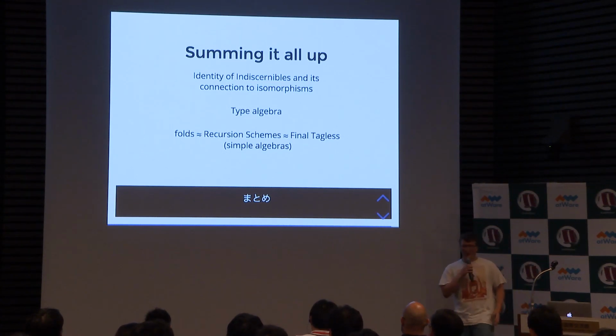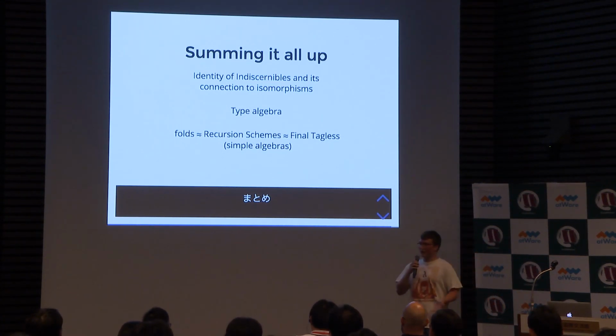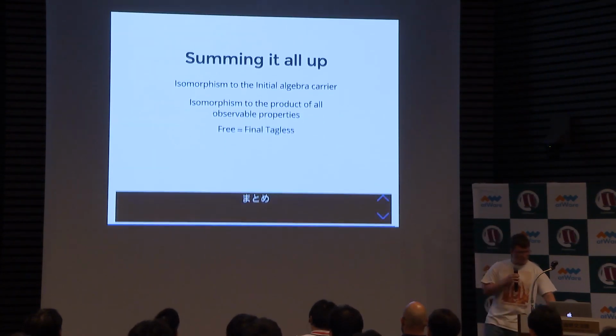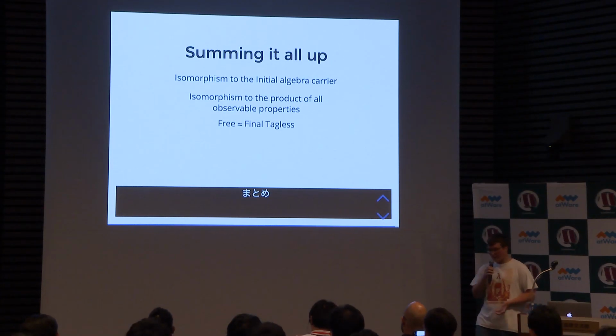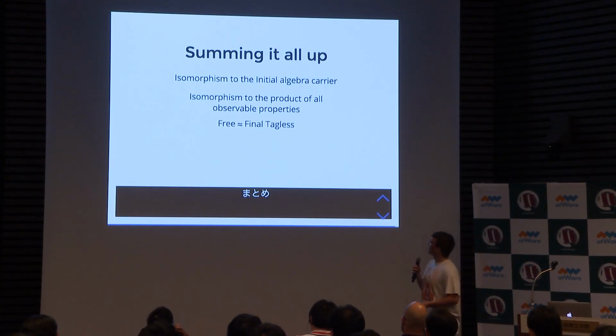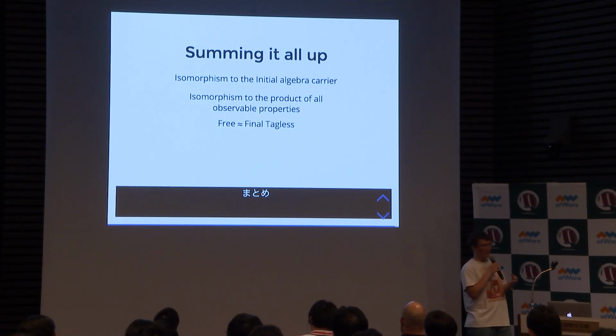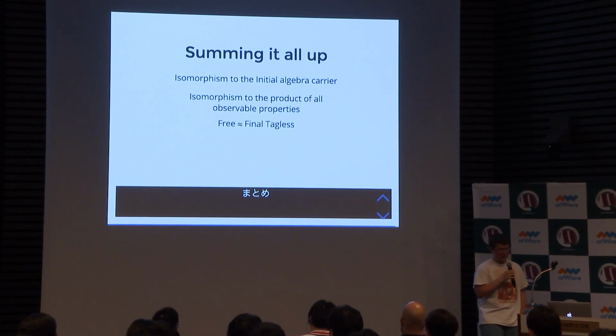And we also talked about folds being the same as recursion schemes, being the same as final tagless, right? Then we talked about isomorphisms, the Böhm-Berarducci encoding, and the fact that every type is isomorphic to, so you could say, initial algebra. Or you could say that every initial algebra carrier is in some sense isomorphic to every other initial algebra carrier.